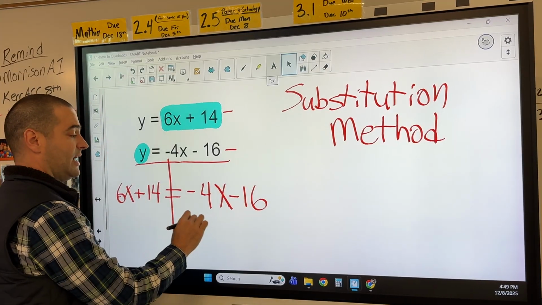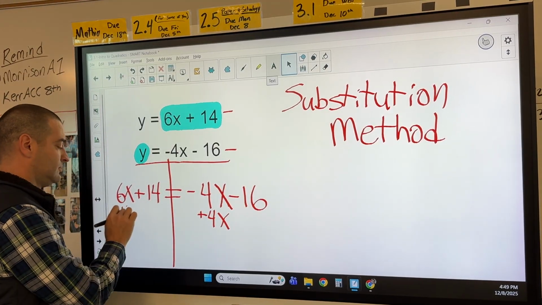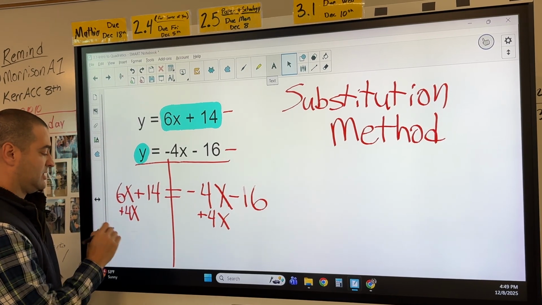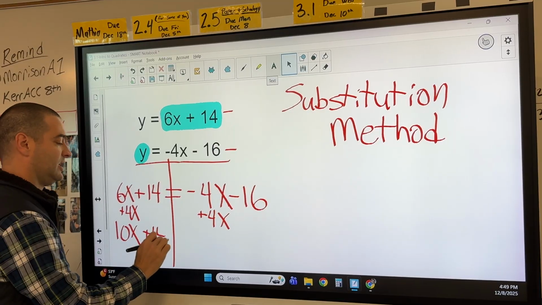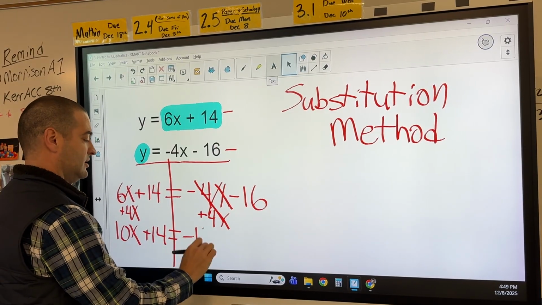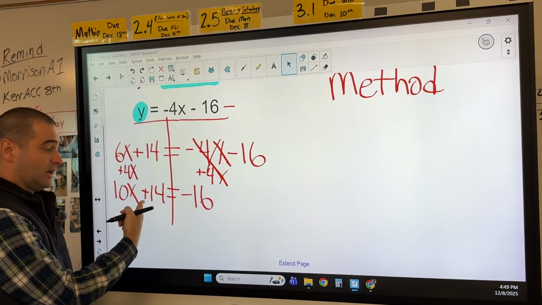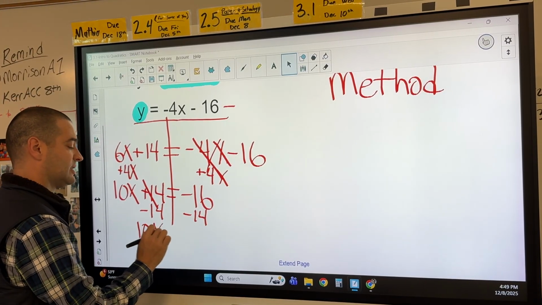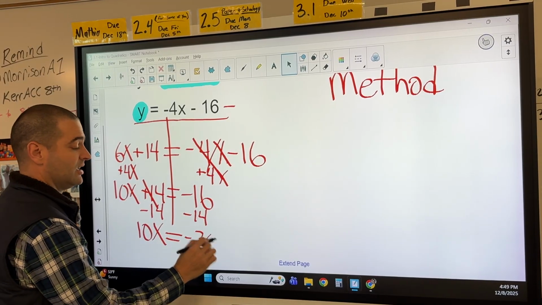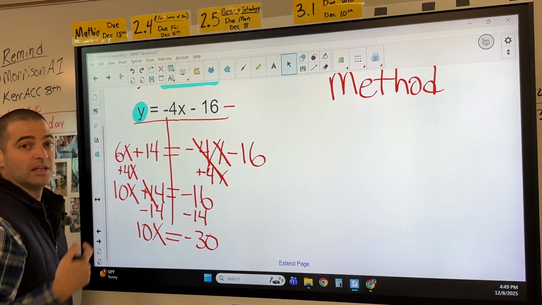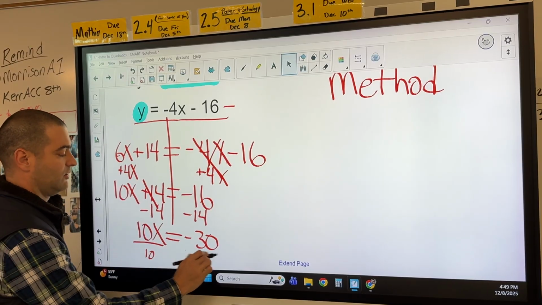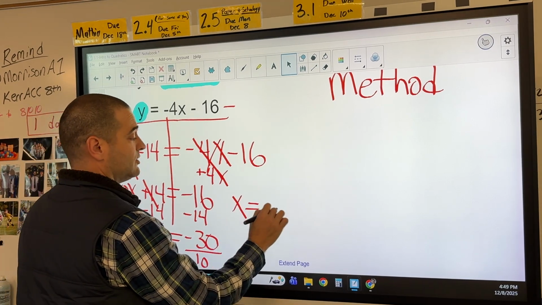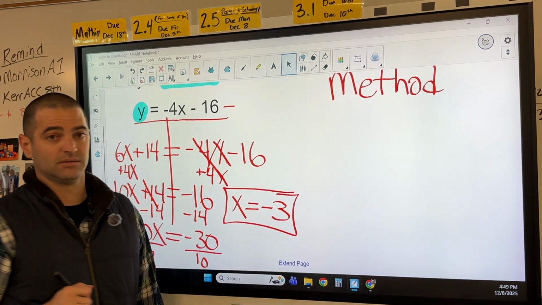I can solve this equation using opposite operations. I see a negative 4x. I can add 4x to both sides. That gives me 10x plus 14 equals negative 16. I can also get rid of the plus 14 by doing minus 14 to both sides. 10x equals negative 30. And from there, I can tell that x equals negative 3. Can't tell? We divided everything by 10. x equals negative 30 divided by 10. x equals negative 3.